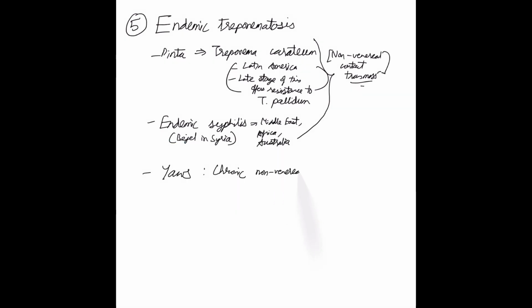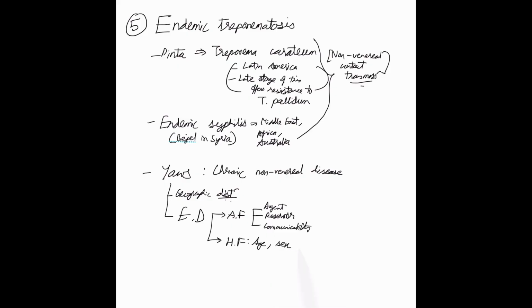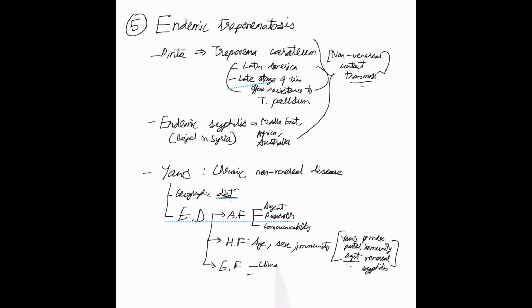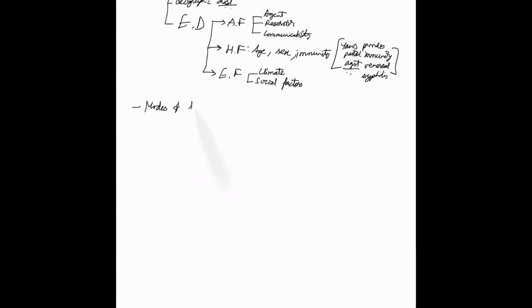Next, we have yaws, which is another chronic non-venereal disease. You know its geographic distribution, its epidemiological determinants, in which you have, of course, agent factors like agent, reservoir, and communicability. Host factors include age, sex, and immunity. Yaws provides partial immunity against venereal syphilis. And environmental factors like climate and social factors. The modes of transmission are direct contact, fomite, and vectors, and an incubation period of 9 to 19 days is present.